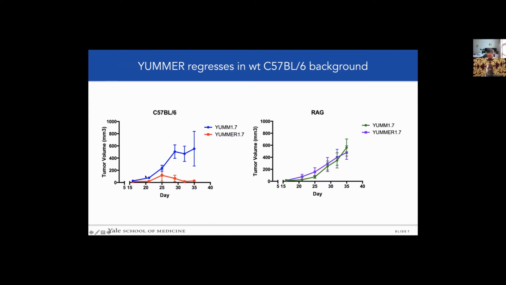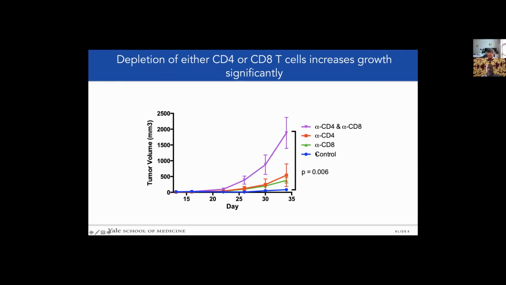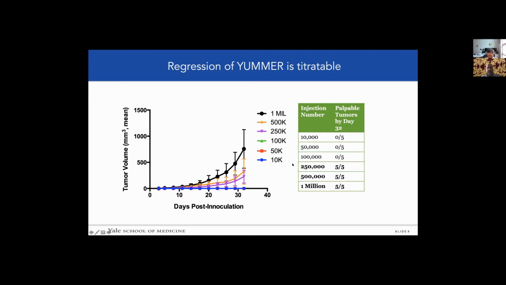So wild-type BL6 is the unmutagenized version and it grows out. And I'll talk about the histologies of these in just a second. While in YUMMER 1.7, the mutagenized clone, you tend to see that it gets rejected at low cell number injections pretty reproducibly. And in RAGs, they both grow out. You also can do T-cell depletions, which is another way of showing that there's a T-cell dependent process. It's a little harder to see, and the control would have gone away, but both the CD4 and CD8 depletions will allow escape in that kind of context, which is, I think, an important part.